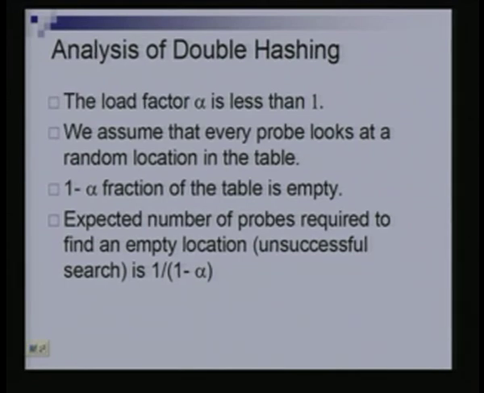So, 1 minus alpha fraction of the table is empty. If 1 minus alpha fraction of the table is empty, then suppose my search was an unsuccessful search. What does an unsuccessful search mean? That the element is not in the table. When does an unsuccessful search stop? When I get an empty location.